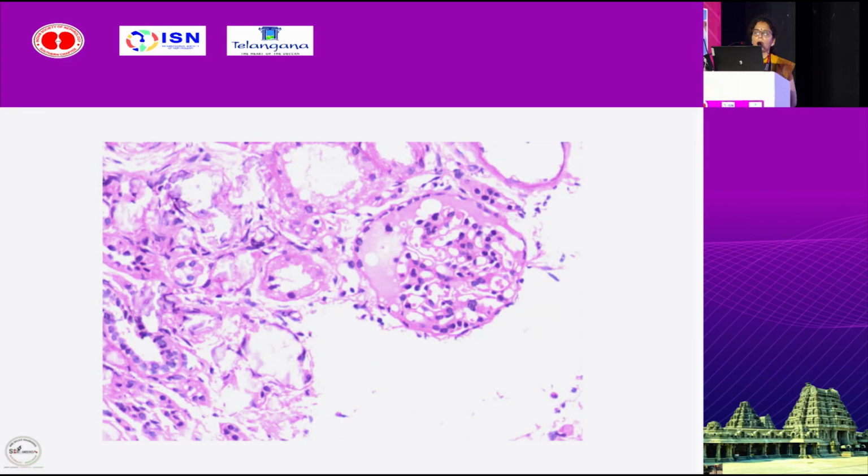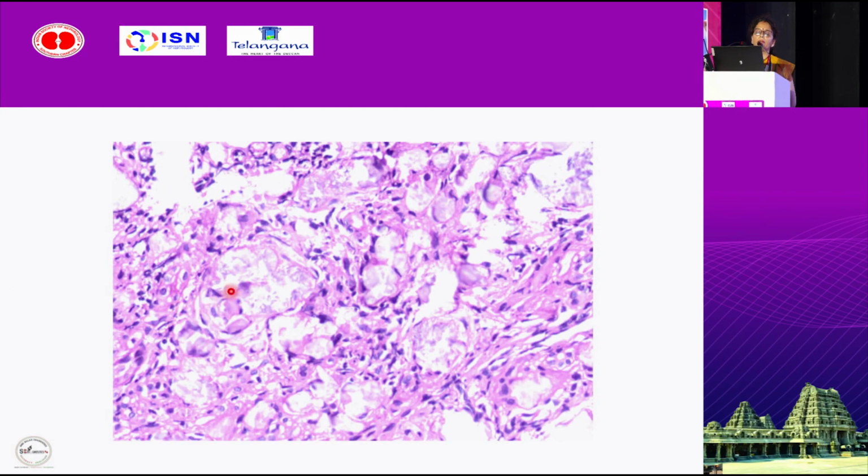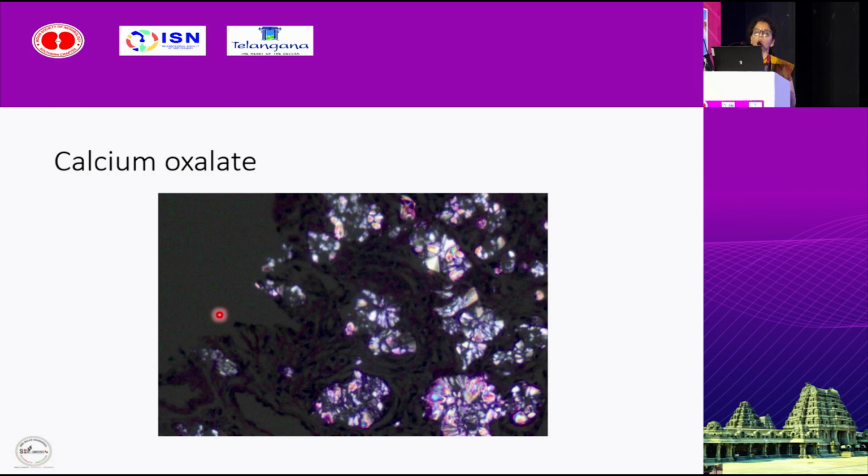So something was happening in the tubules. So on polarization, these tubules were refractile. There were crystals. They were refractile in those tubules. Because if we see normally, we are not able to see these crystals, but under polarization, these were fine spicules or plate-like structures, and they were almost throughout the biopsy, confirming them as calcium oxalate crystals. So they were like this fan-shaped or spicules in the tubules.